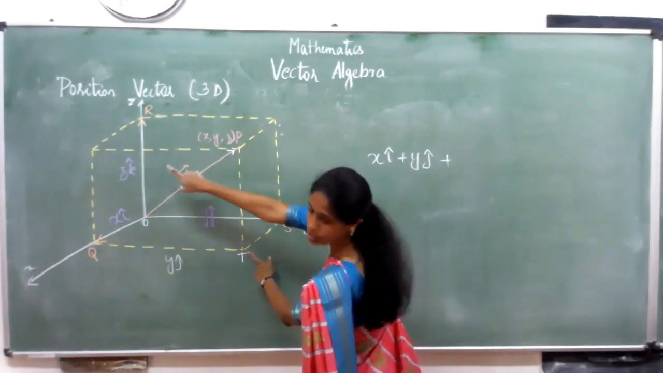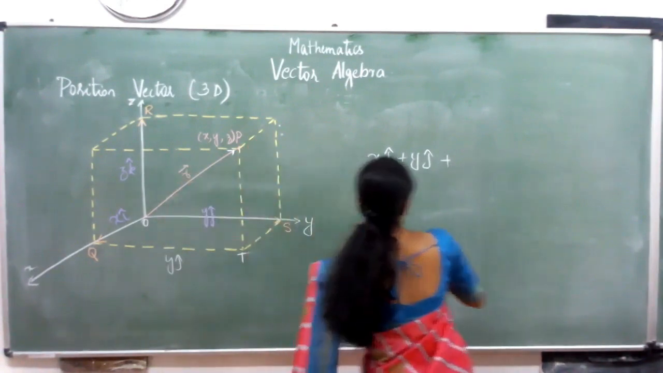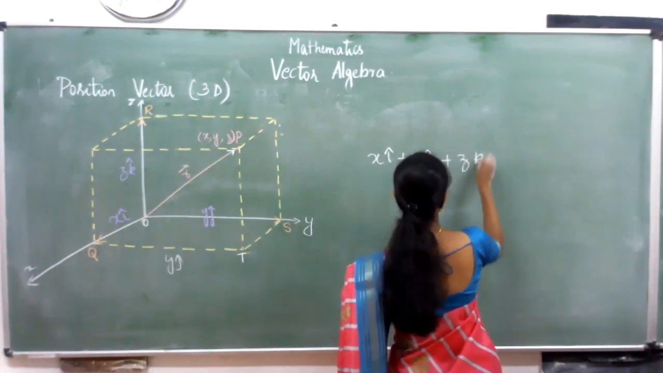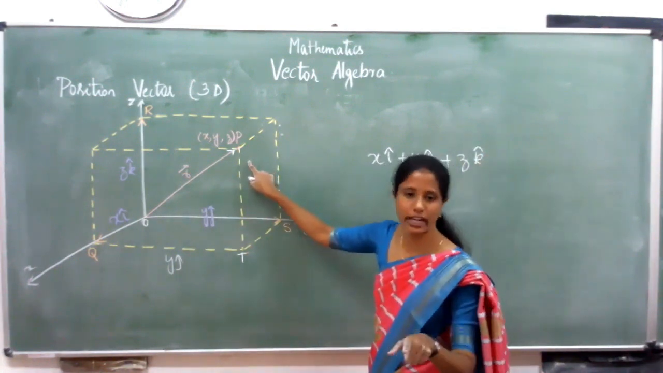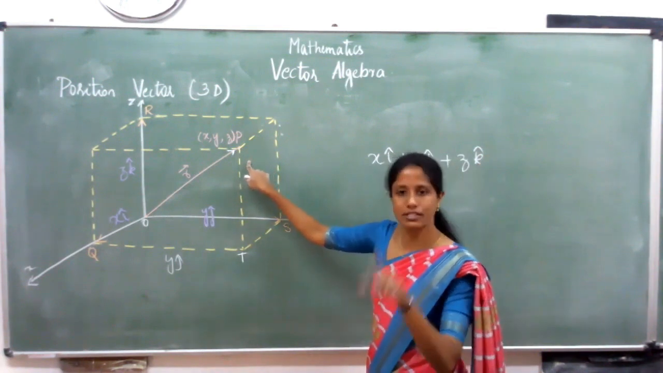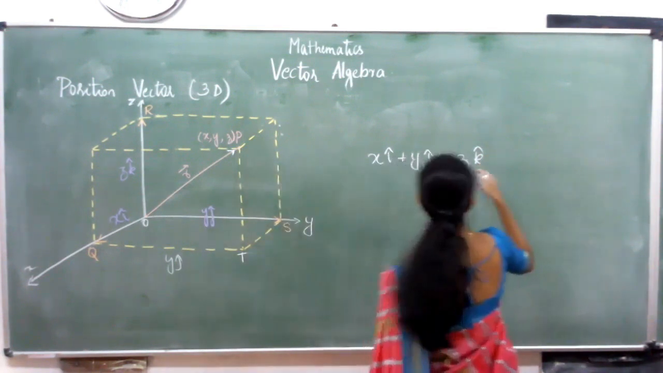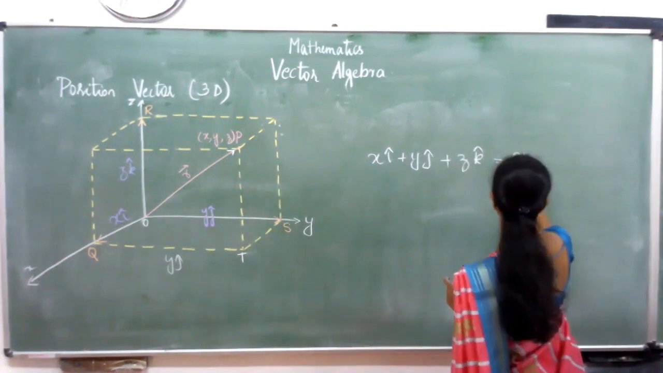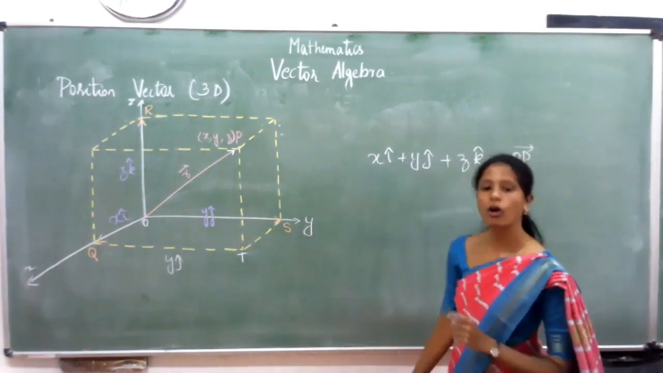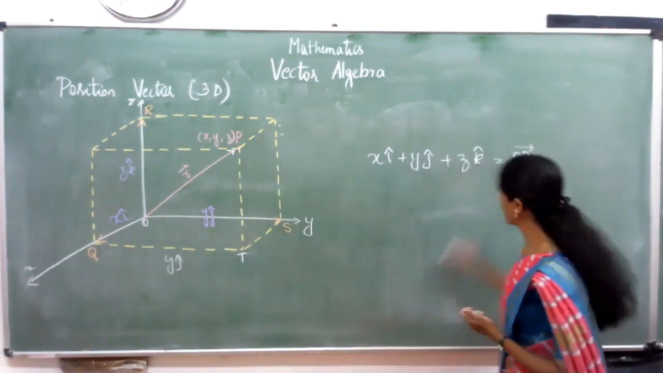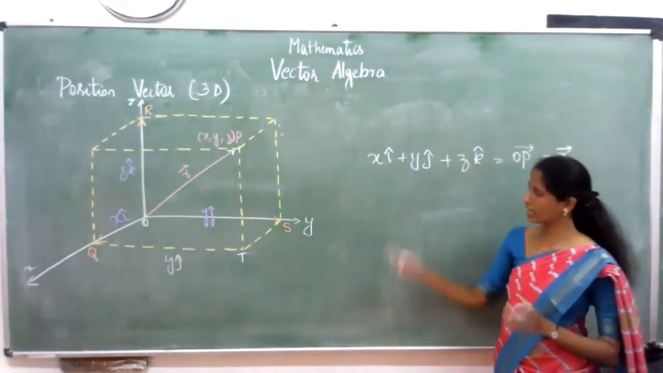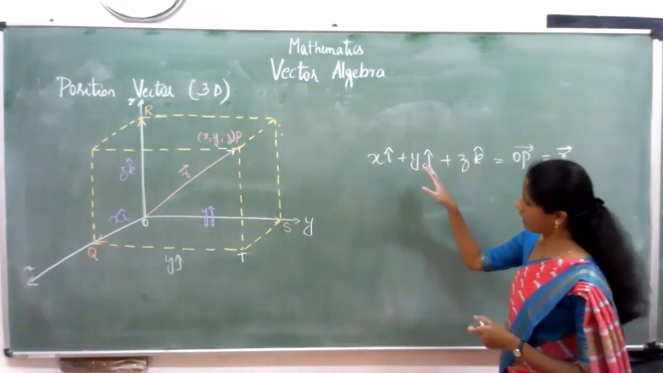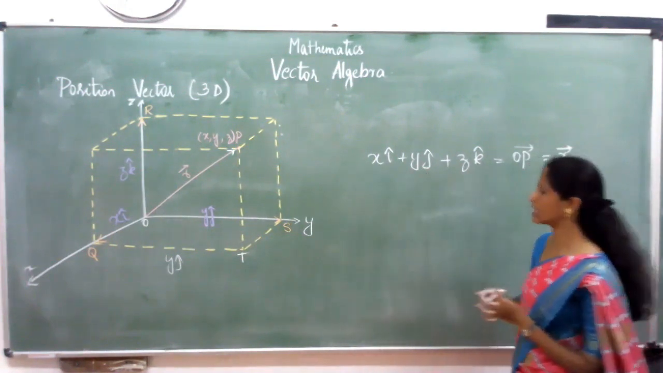So this is along which axis? The z axis. So this will be z into k cap. I have traveled a magnitude of z in the direction of the z axis, so z into k cap. So this is the position vector, vector OP, or this can be written as vector r in 3D: x i cap plus y j cap plus z k cap.